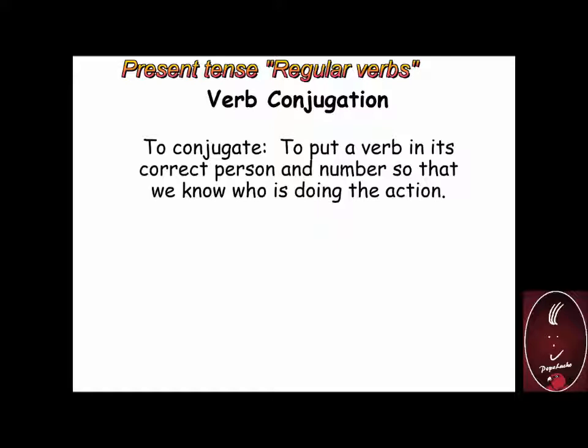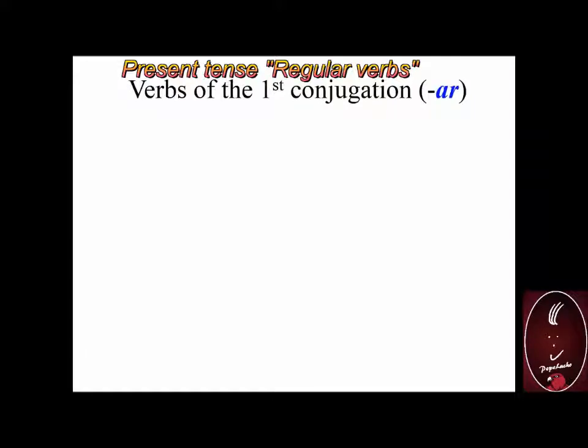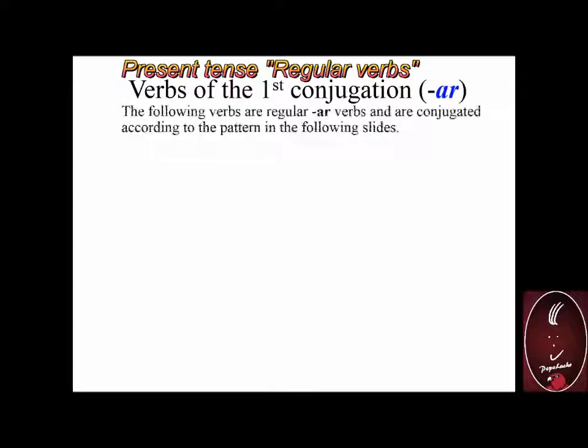Let's conjugate. So what is a conjugation? It is to put a verb in its correct person and number so that we will know who is doing the action of the verb. When we conjugate any verb, we always begin with its stem. Let's start with the first group or the first category, AR verbs.